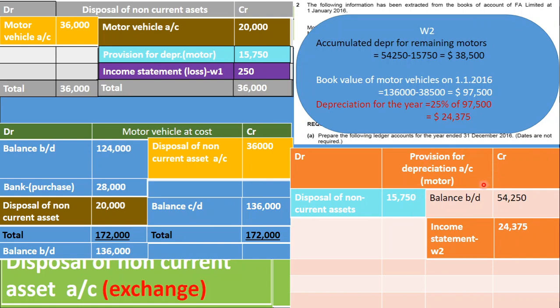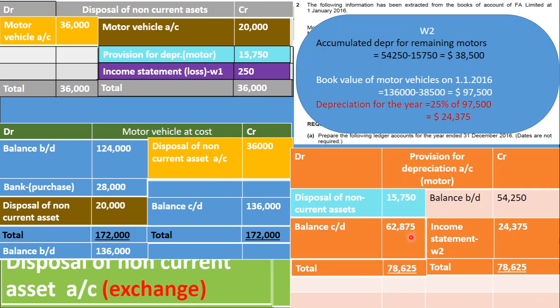Basically, the provision for depreciation account is very simple. You have your opening balance in the credit side, you add depreciation for the year in the credit side, and then you deduct depreciation for the disposed asset or exchanged asset. See, this was the part. So that's complete. Now you total it up. Total this up in the credit, you get this. The same total comes in your debit side. This total minus this, you get this as your balance c/d, and then that becomes b/d for the next year's beginning. So that's how we solve disposal of non-current assets.